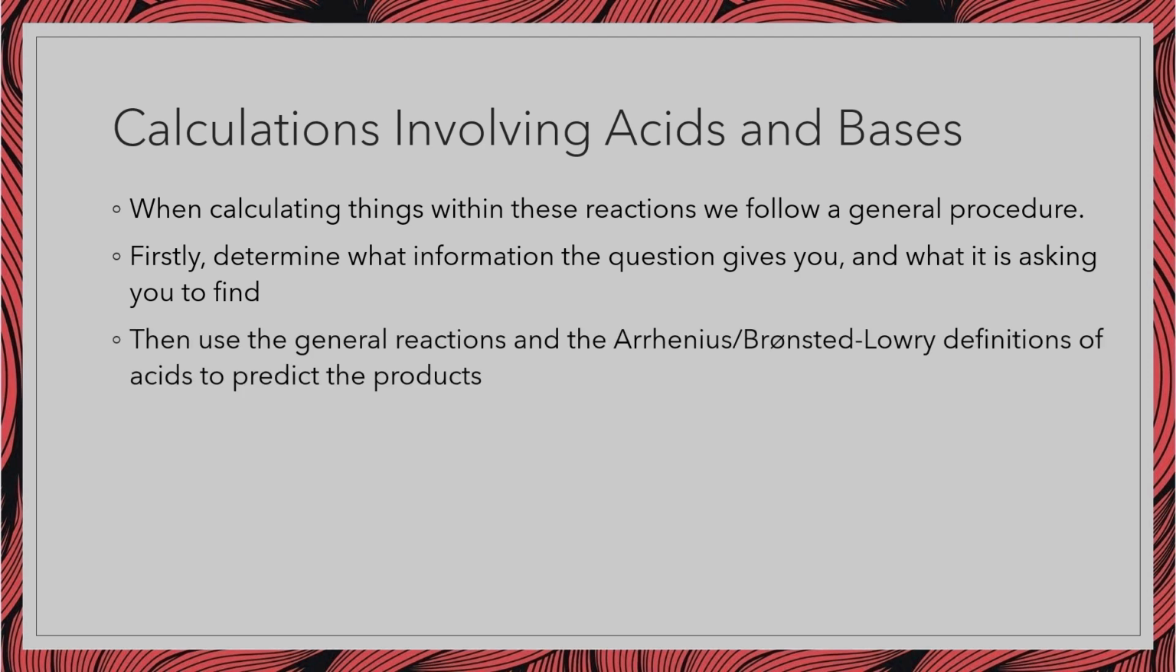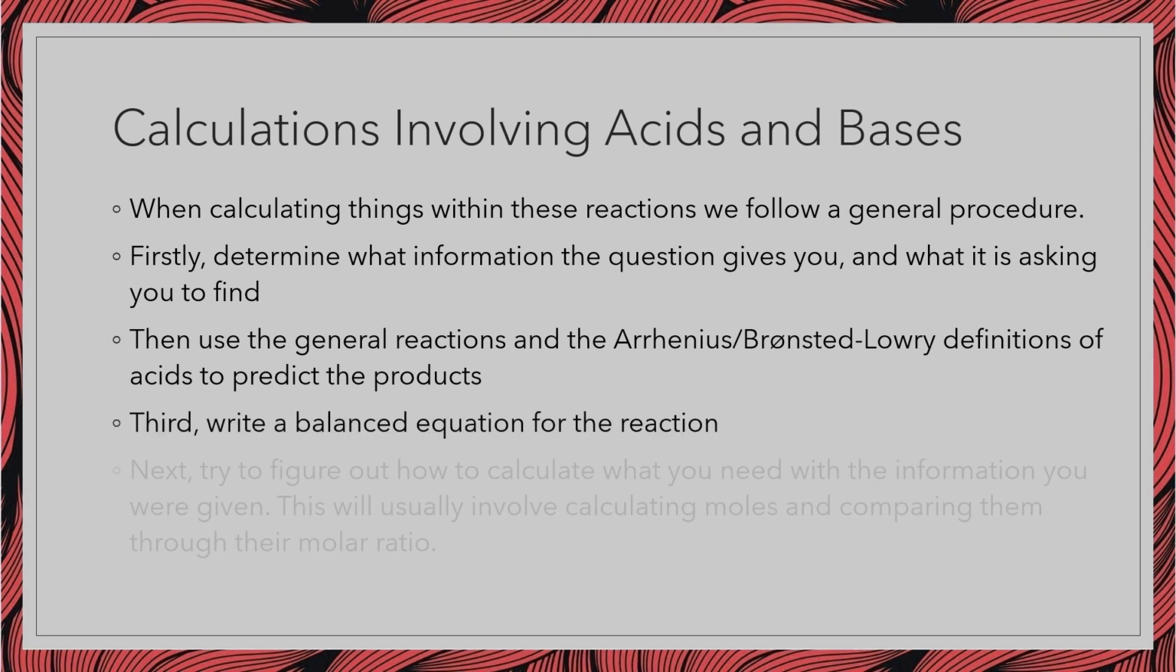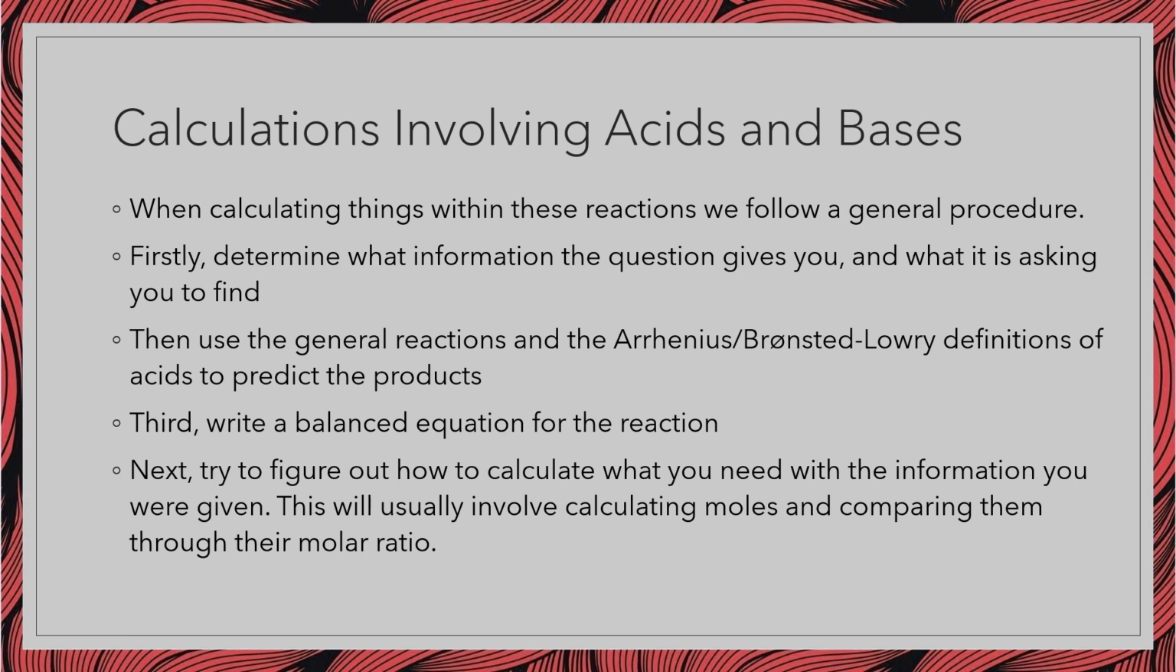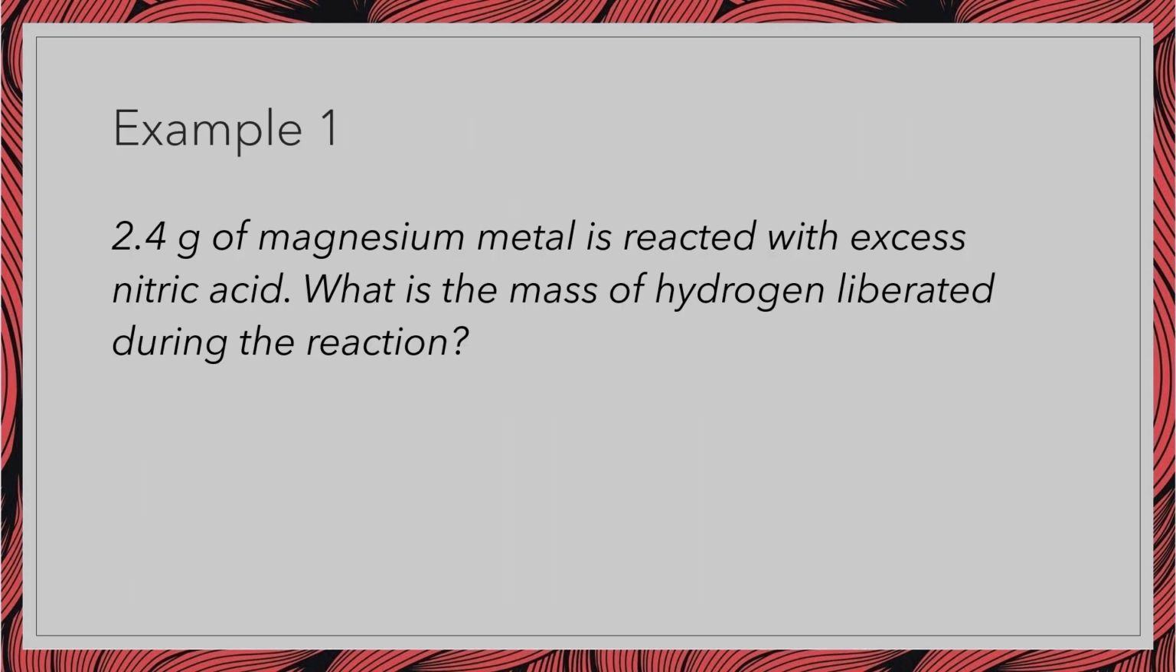We use the general reactions and the Arrhenius or Bronsted-Lowry definitions of acids to predict the products. Third, we write a balanced equation for the reaction, and then we try to figure out how to calculate what we need with the information that we're given. So it usually involves calculating some moles, comparing them through their molar ratio, and then calculating whatever it is we need. And then lastly, we attempt to find the answer. If we've done all of that right, we should get a large way towards the answer. So let's have a go at some.